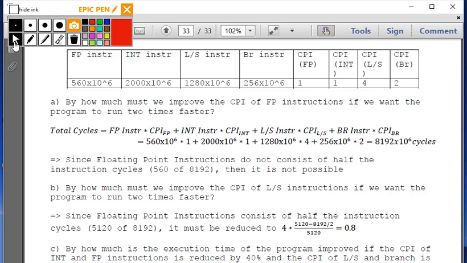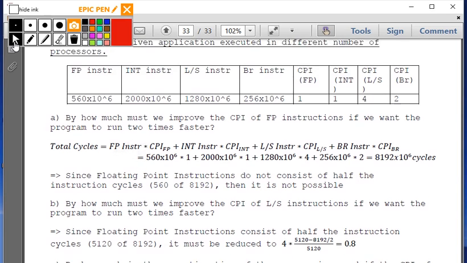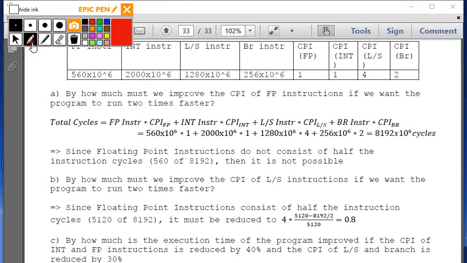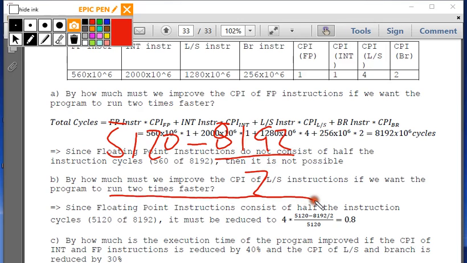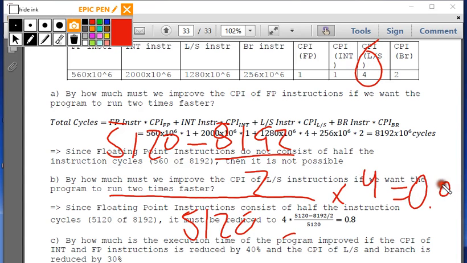Basically, this would become 5120 minus 8192 divided by 2, right? So that's the number of instructions, and therefore we would divide that by our original number of instructions. Here I multiplied it by 4 because that's our CPI, so now we have our improvement in CPI, which is 0.8.